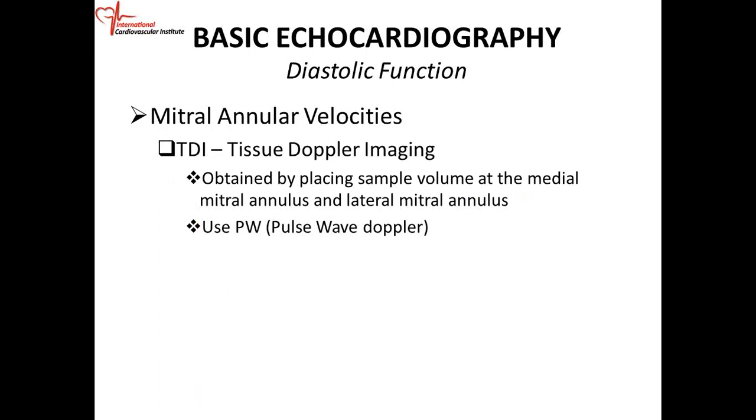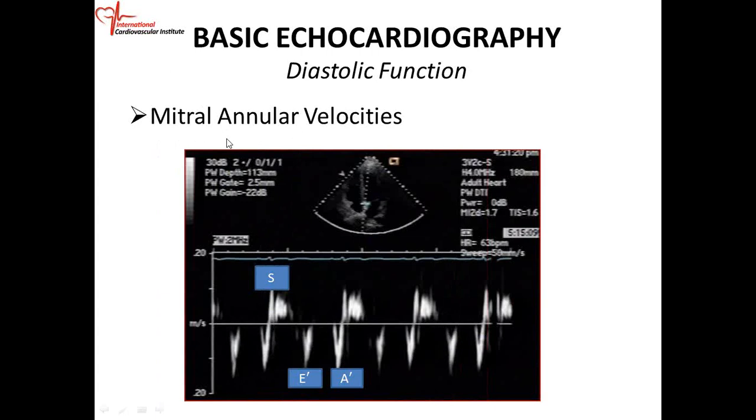Okay, and again, the velocities in the lateral annulus are usually greater than the velocities in the medial annulus, and it's a P-Doppler measurement, pulse wave Doppler measurement. So your apical four-chamber view, this is your transducer right there, cursor is right there. Sample volume is at the medial annulus right here, and you press your tissue Doppler imaging button.